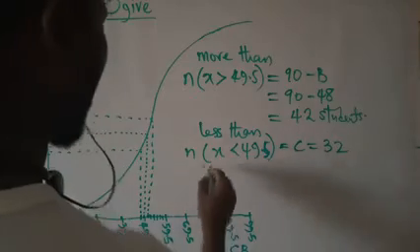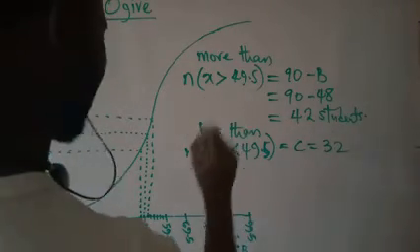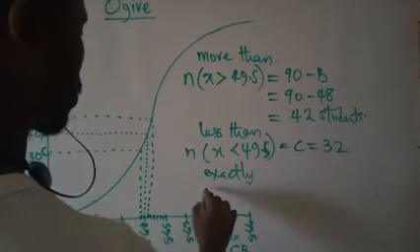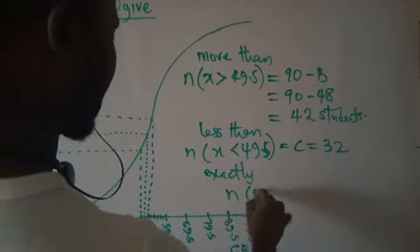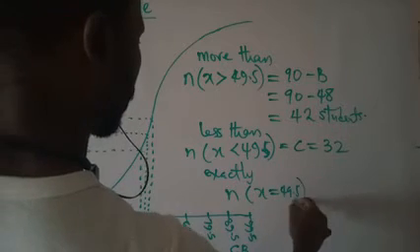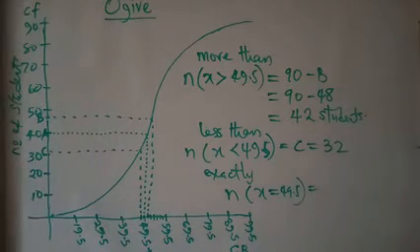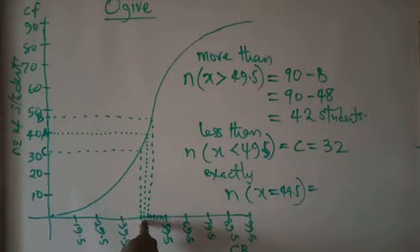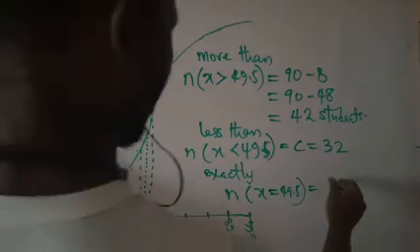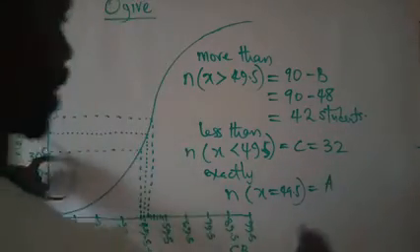But what if they say exactly? If it's exactly a particular value, where n is exactly 49.5, how do I get it? Please pay attention. It will be the at most minus the less than. At most minus the less than. If you look at the two of them put together, my at most was A, the less than was C.